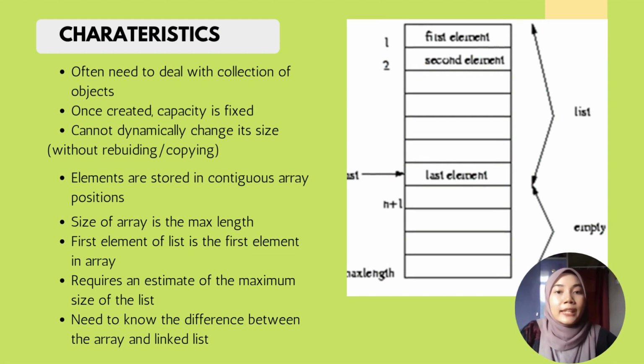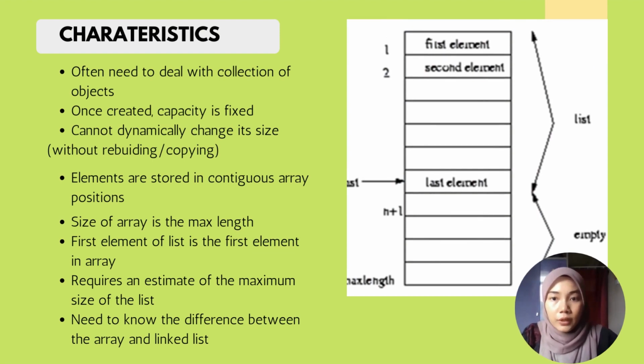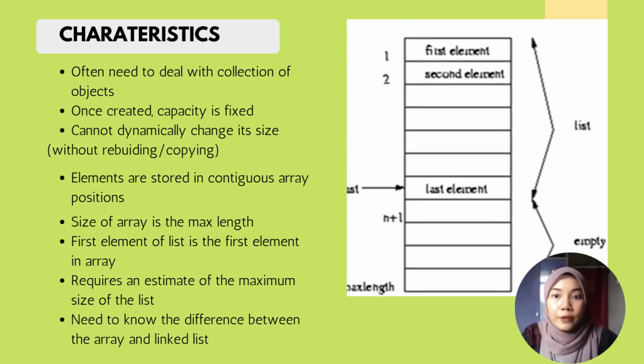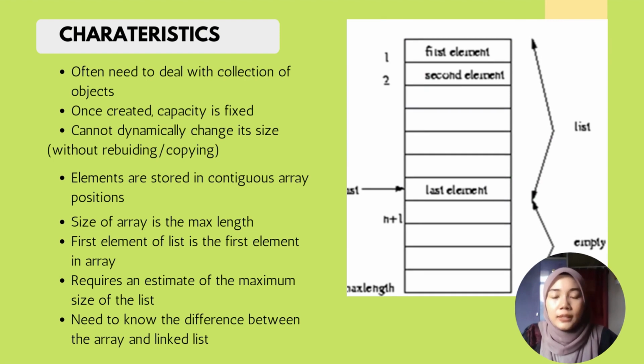So let's continue by talking about the characteristics of an array. An array is often needed to deal with a collection of objects and data, like I said before. And once you create an array, the capacity is fixed, because it cannot dynamically change its size without you reallocating the memory address, without you rebuilding your array, without you copying your array.